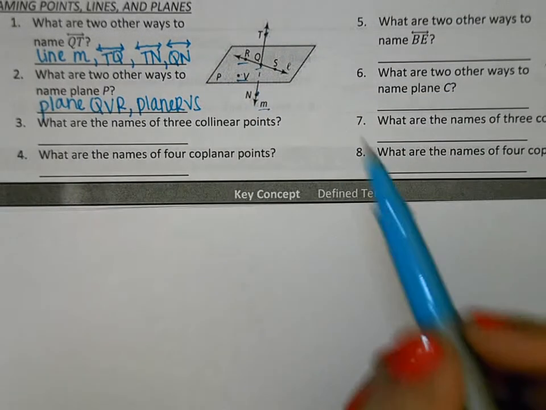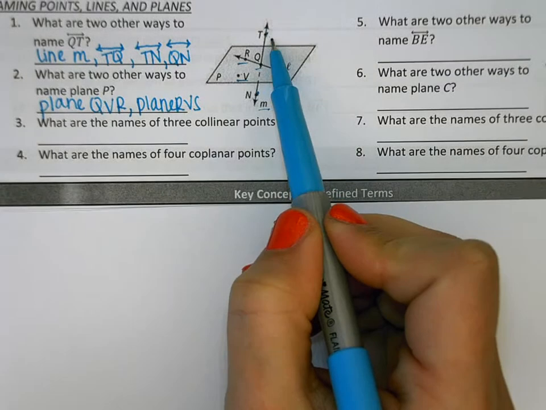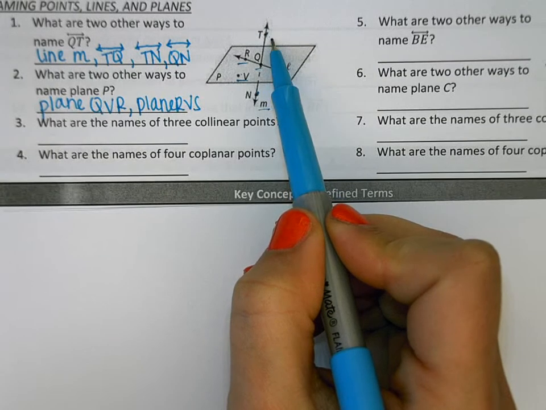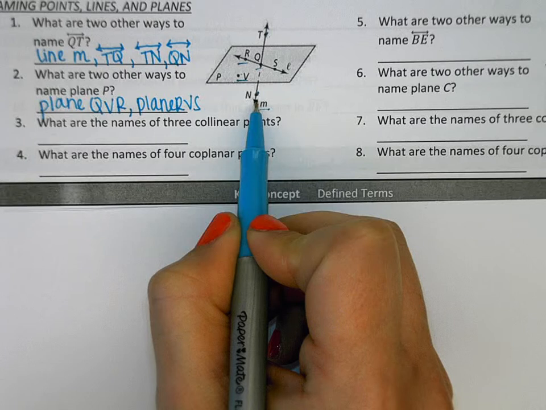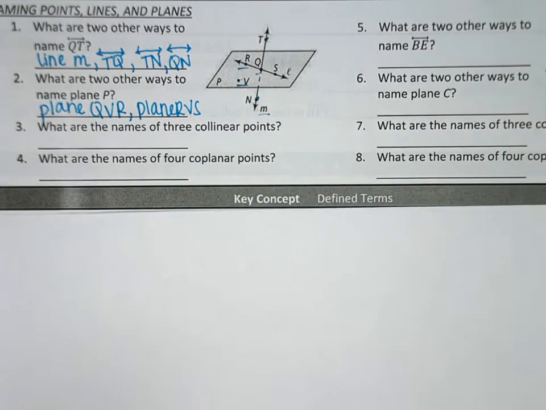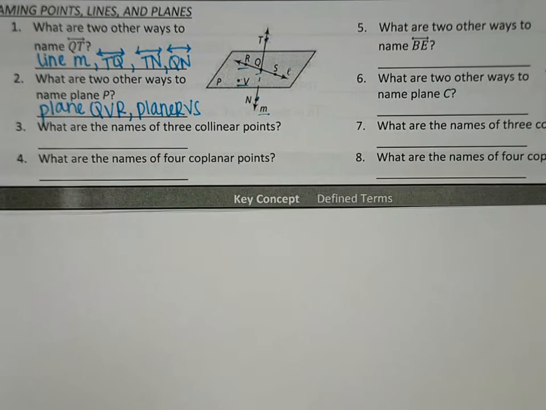Could I use the point T to name the plane? No, it's not on the plane. What about point N? Not on the plane either. Is this making sense? Okay. So then we kind of already answered our own question.